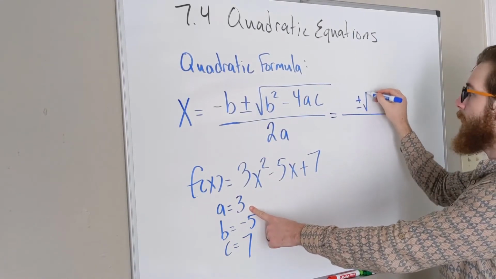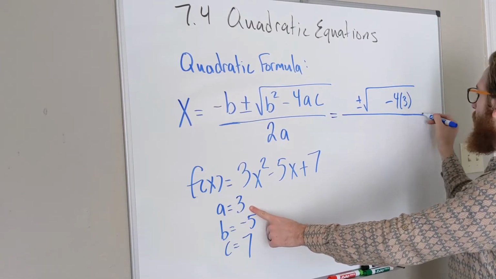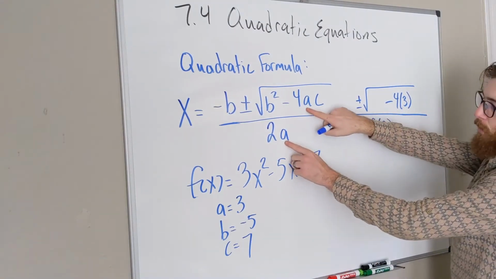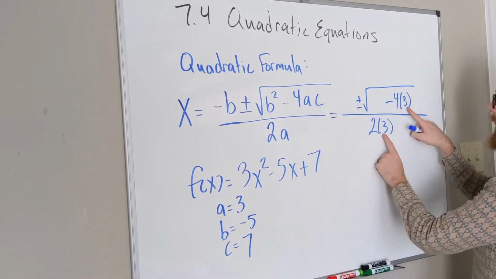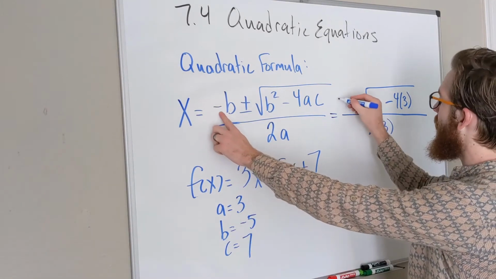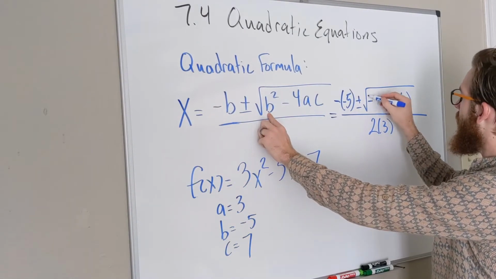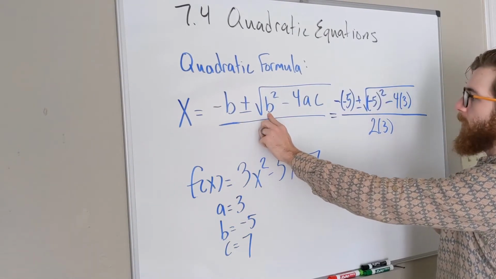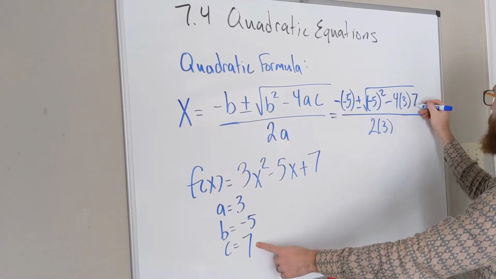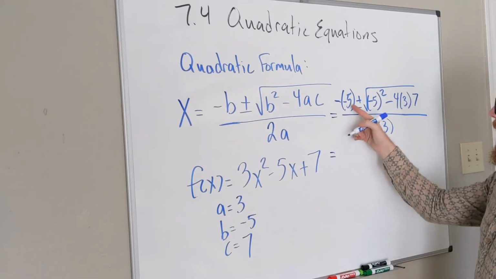So I have minus 4 times 3 all over 2 times 3. So I've replaced the 2 a's with my 3. Okay, that's it. Now b is negative 5, so I need negative 5, and then negative 5 squared. Okay, and lastly c times 7. Okay, so let's look at this.